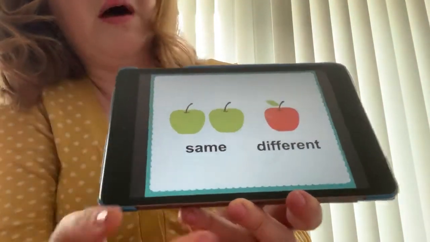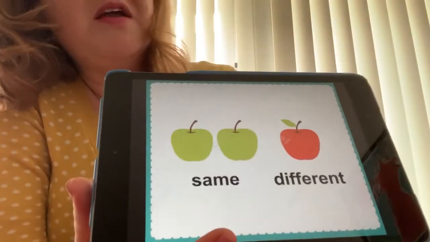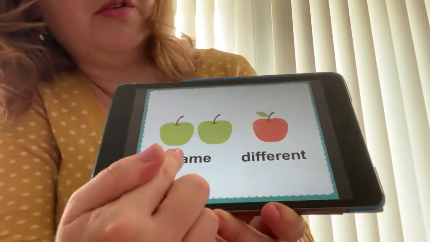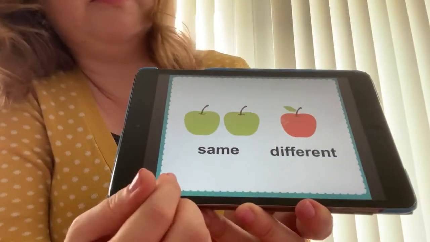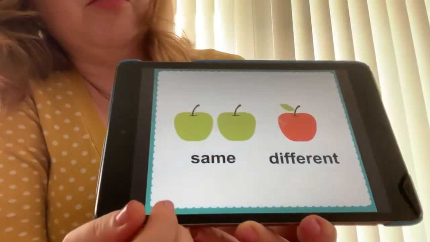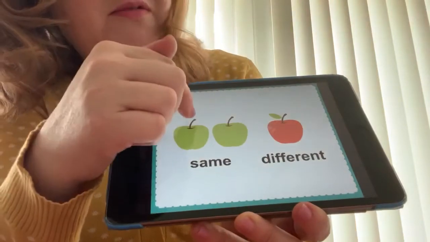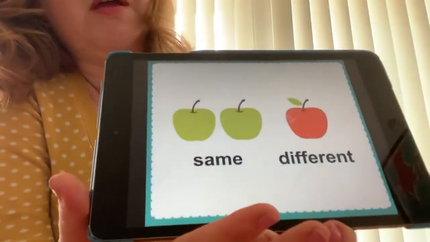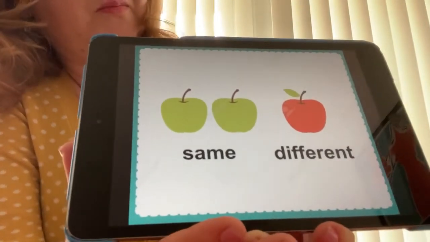Do you see the two apples? They are the same kind of apple. They're the same color, green. They're the same size. They're the same shape. And they both have these little brown stems sticking out. So these two are the same apple. They're just like each other.